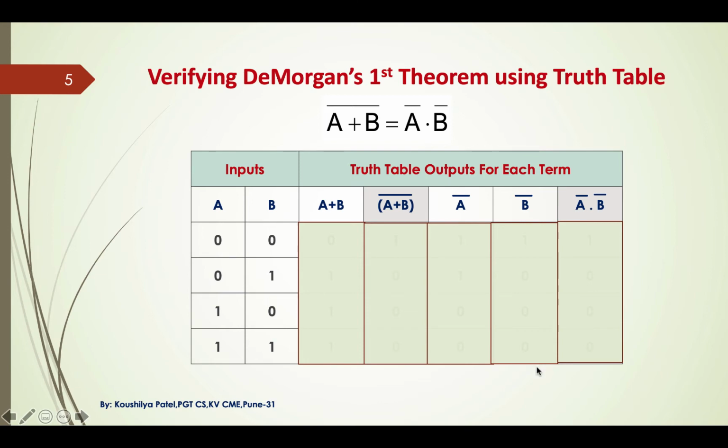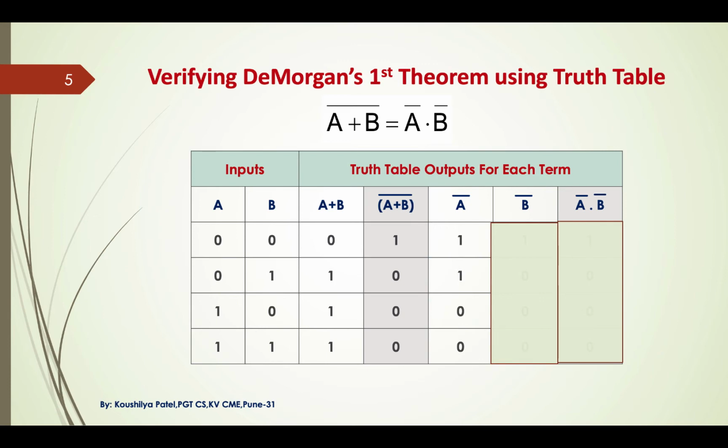So let's see A plus B. 0, 0 will become 0. 0 plus 1 is 1. 1 plus 0 is 1 and 1 plus 1 is 1. Now negate the result so that we get 1, 0, 0, 0. Negation of A will provide us 1, 1, 0, 0. Now finding B complement gives 1, 0, 1, 0. Now we find A complement into B complement, so that we get 1, 0, 0, 0.